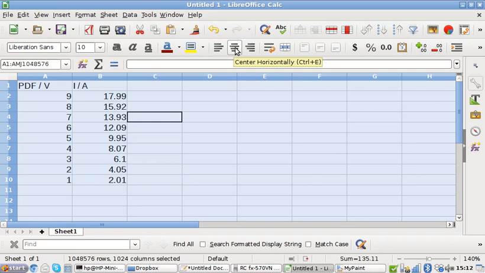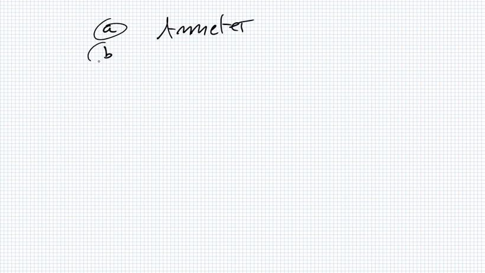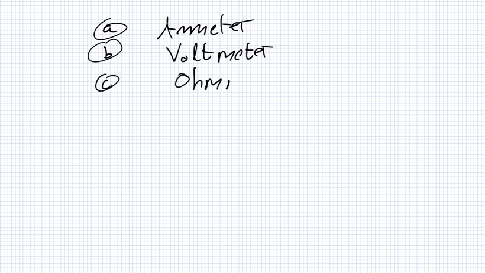Okay, first question. What can be used to measure current? So we can measure current with an ammeter. What can be used to measure voltage? We can measure voltage with a voltmeter. What can be used to measure resistance? An ohmmeter. Not sure if there's two ohms or one. The same here actually.